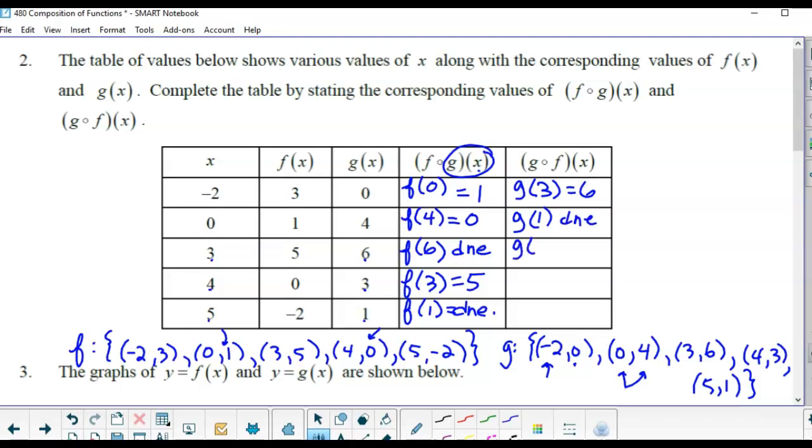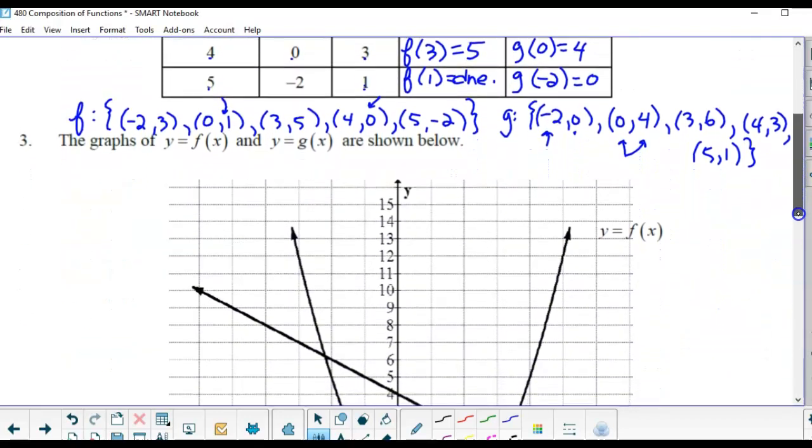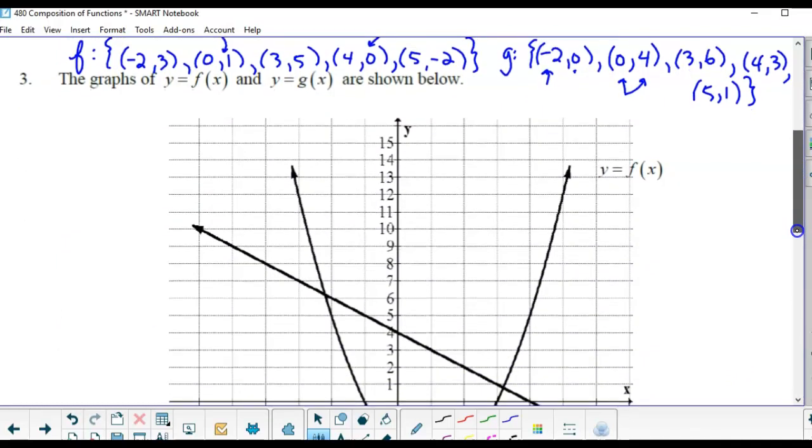Then f of 3 is 5. g of 5 is 1. f of 4 is 0. g of 0 is 4. And then f of 5 is -2. g of -2 is 0. Okay? So that's with the discrete functions. And then we'll do it with graphs.